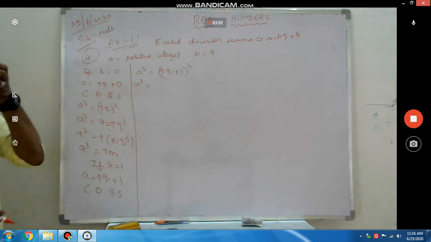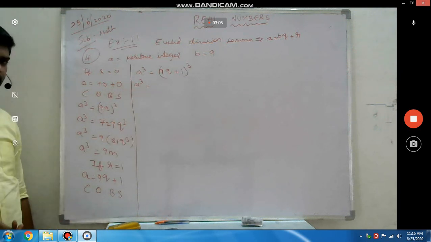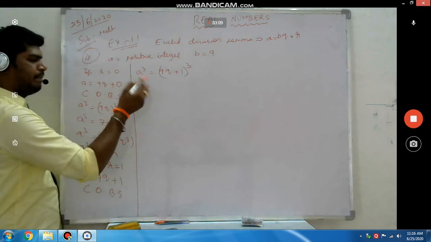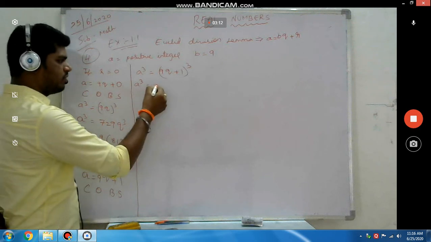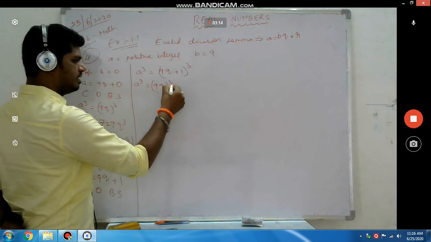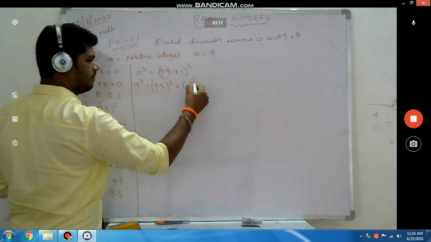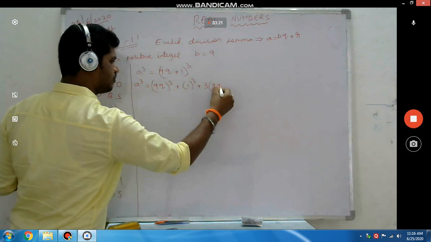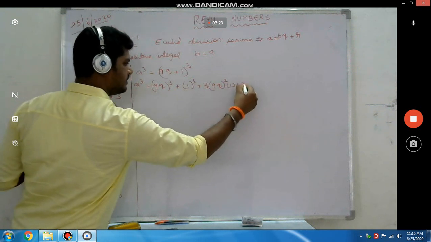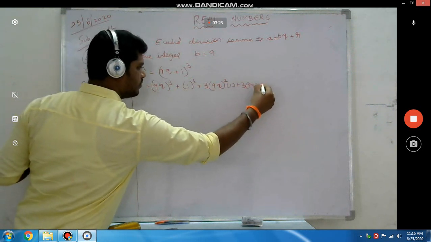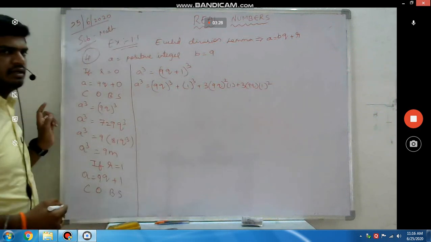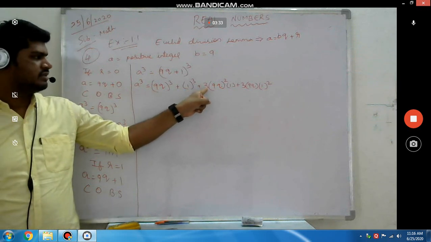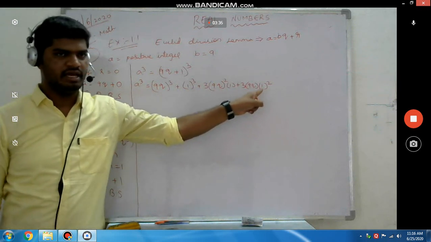The formula of a plus b whole cube is a cube plus b cube plus 3a square b plus 3a b square. If I apply that formula and expand this, then you get 9q whole cube plus 1 cube plus 3 into 9q square into 1 plus 3 into 9q into 1 square. I just applied the a plus b whole cube formula.